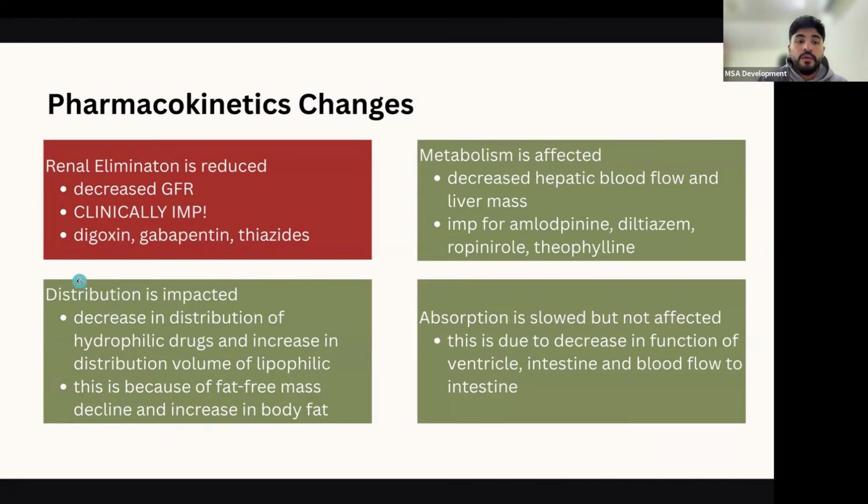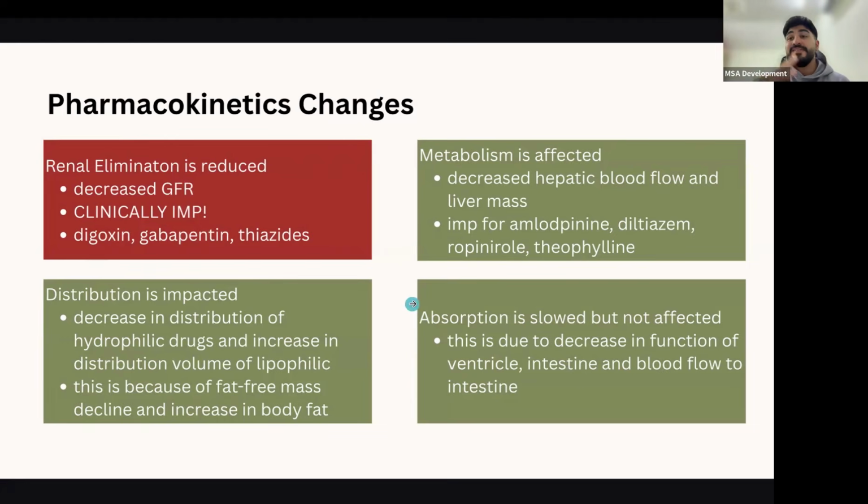Distribution is also impacted. How? You need to think that the fat-free mass is going to decline. So all the muscles and organs are going to shrink, right? However, the body fat is going to increase in elderly patients. So what's going to happen is distribution of hydrophilic drugs is going to decrease, and distribution of lipophilic drugs is going to increase, because fat is more available now. So a medication that's lipophilic is more likely to be distributed more efficiently compared to hydrophilic drugs.